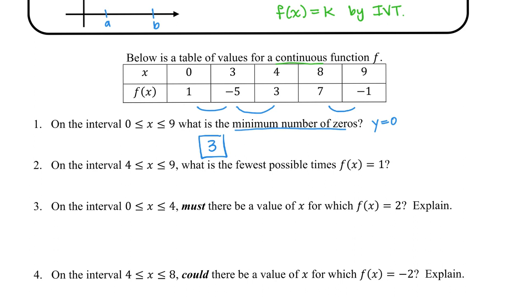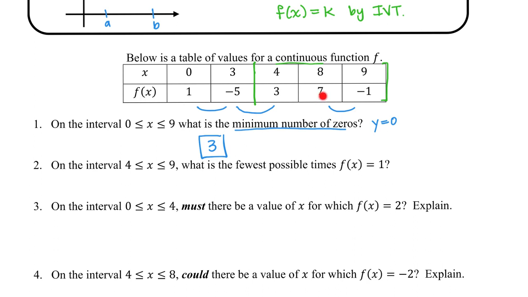Okay, now let's look at the next question. On the interval from 4 to 9, so 4 to 9 is just looking at this part of the graph, or this part of the table, what's the fewest possible times f of x is equal to 1? So I'm going to look at the y values again. Okay, 4 to 9. So first I go from 3 to 7. Do I have to pass through 1? No, I don't.